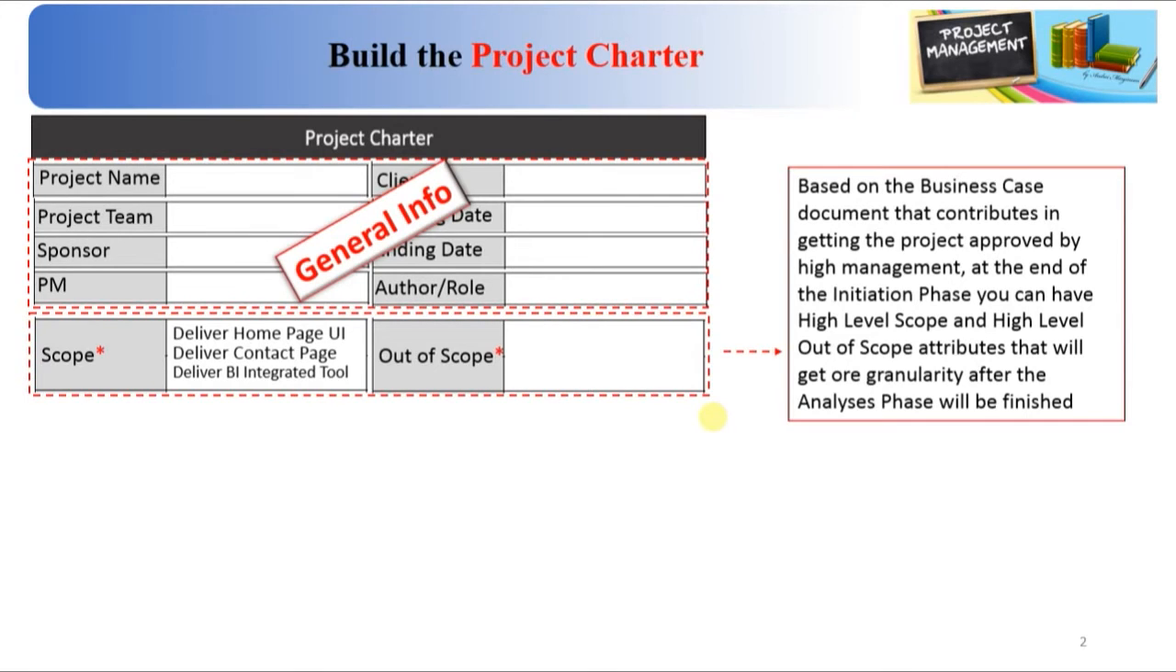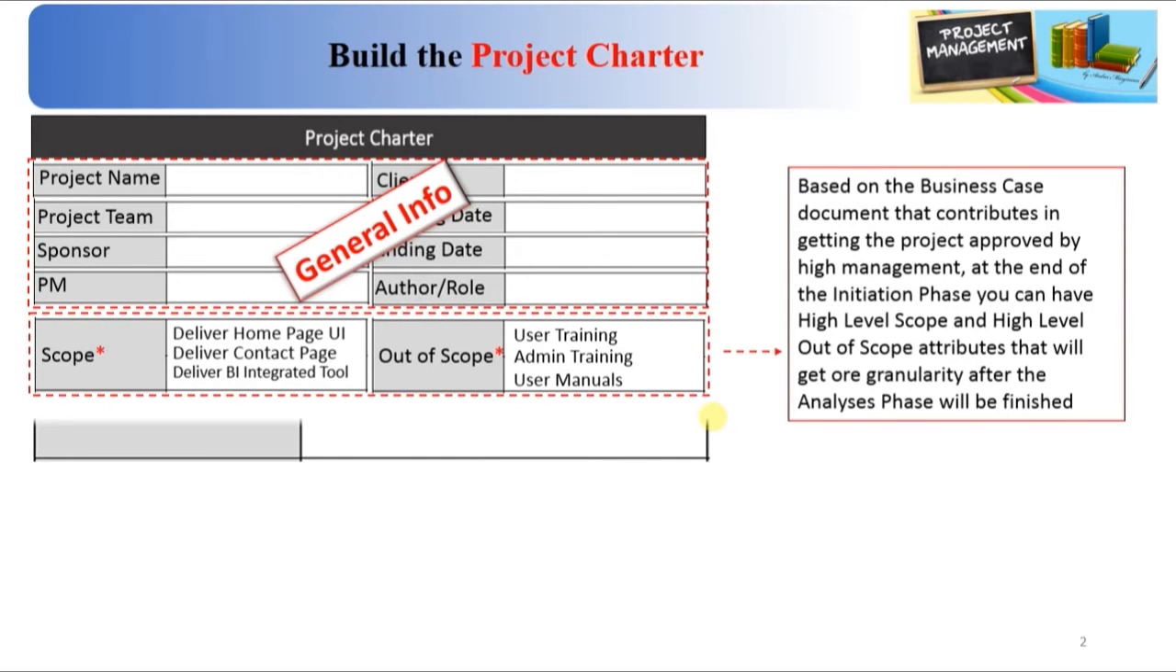Most of the clients would expect us to deliver training and user materials. If this is not part of our project, it would be fair to state this in the project charter and make sure that the customer and our team understand very well what is needed and what is not needed for this project. So as out of the scope of this project, things that we will not deliver are user training, administration training, and user manuals.